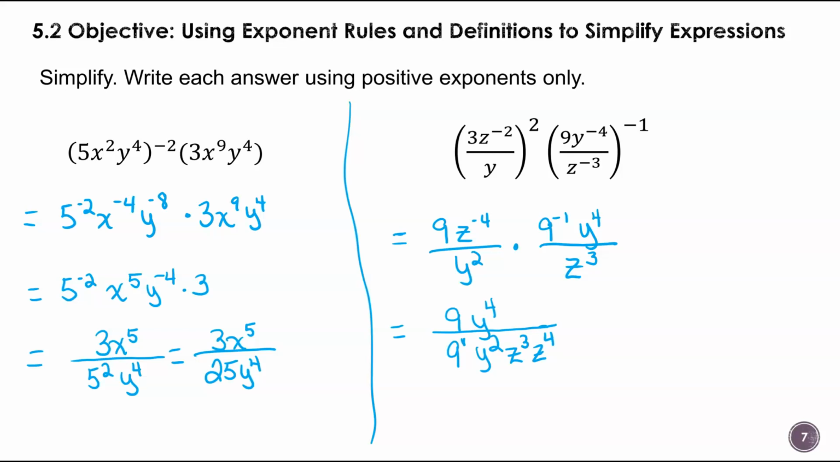So now we're here at this, 9 divided by 9 is simply 1. We can subtract exponents on the y's, right? So y is going to be 4 minus 2, so that's y to the 2nd. In my denominator, my 9's equaled 1, so those are gone. I've taken care of the y. Add the exponents on the z's. And you can see that this one actually ends up being pretty simple in the end, and when it started, it looked like kind of a big mess.